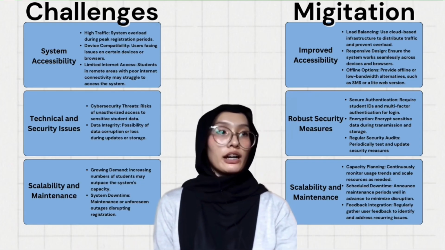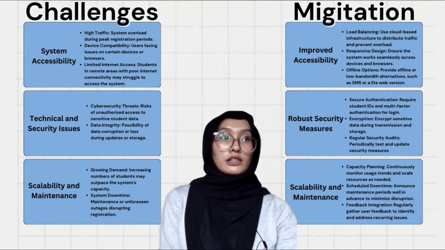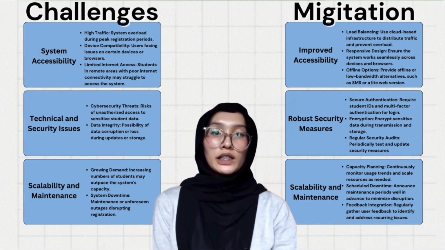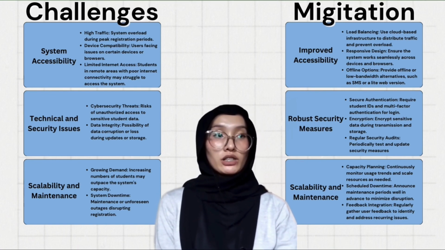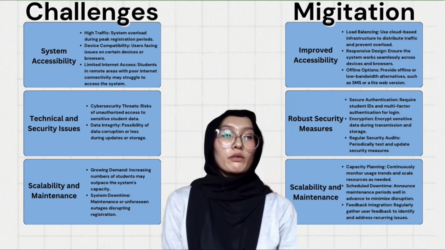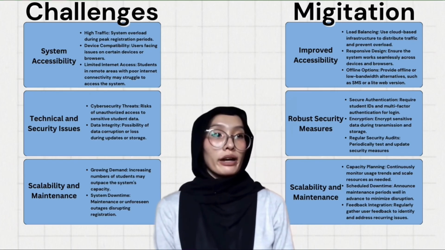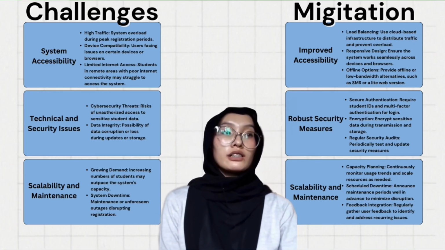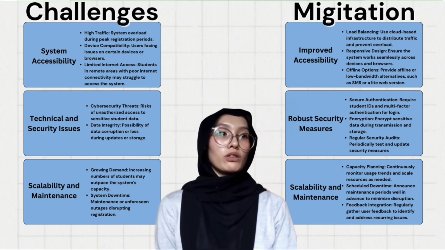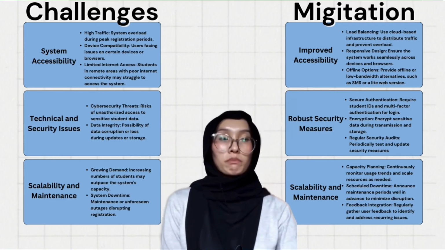The second one would be robust security measures, which include secure authentication. In other words, it requires student IDs and multi-factor authentication for login. The second one would be encryption of sensitive data during transmission and storage, and also regular security audits, which means periodically testing and updating security measures. And the third one would be scalability and maintenance, including capacity planning, whereby it continuously monitors user trends and scales resources as needed, followed by scheduled downtime, where it announces maintenance periods well in advance to minimize disruptions, and last but not least, feedback integration, whereby it regularly gathers user feedback to identify issues.